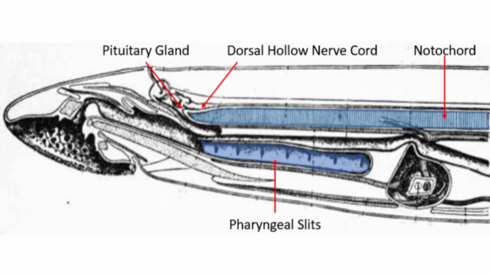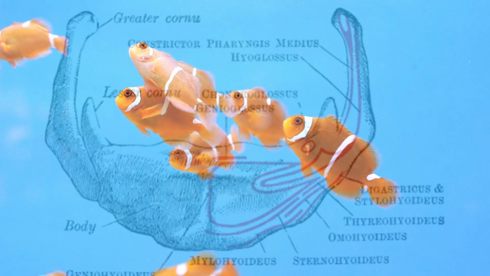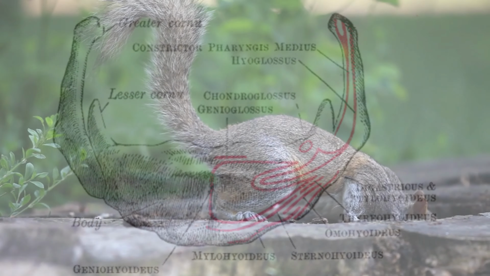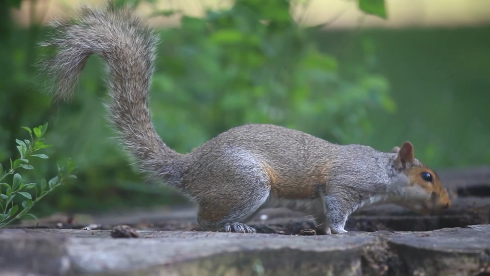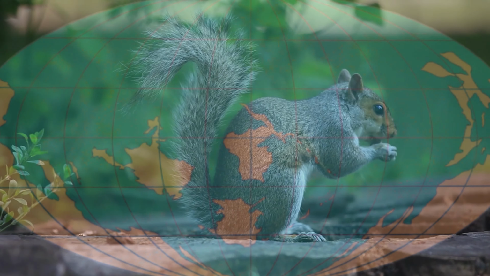All vertebrates at some point in their development also have pharyngeal slits, which can either become gills for aquatic animals or turn into other head structures in terrestrial animals. They also have a post-anal tail, which usually provides balance and helps with locomotion.